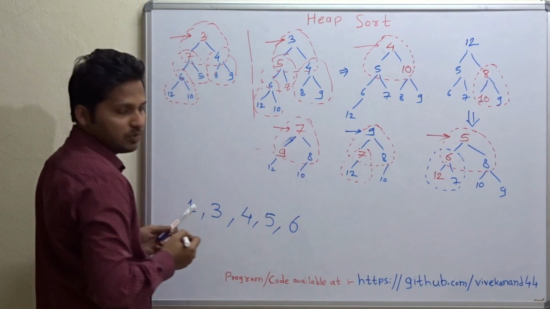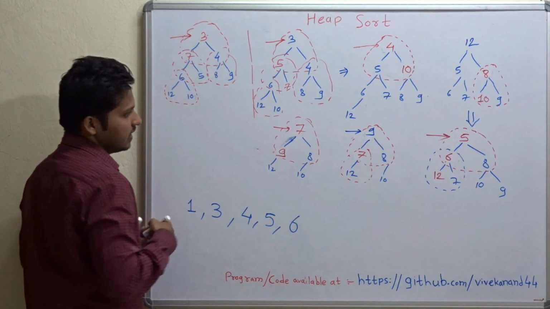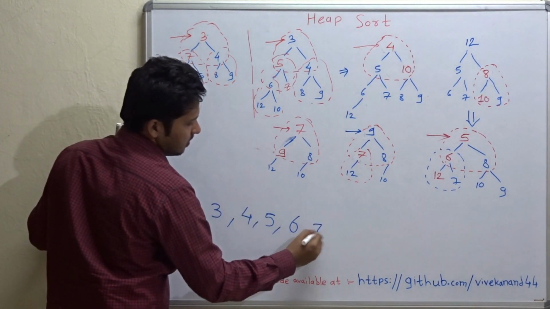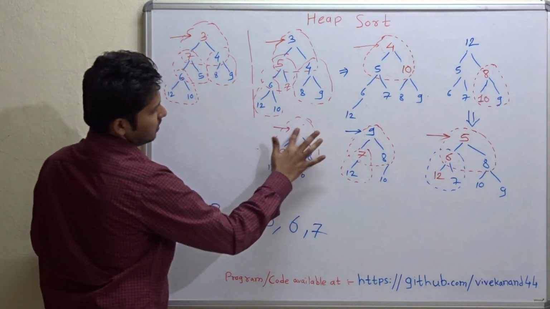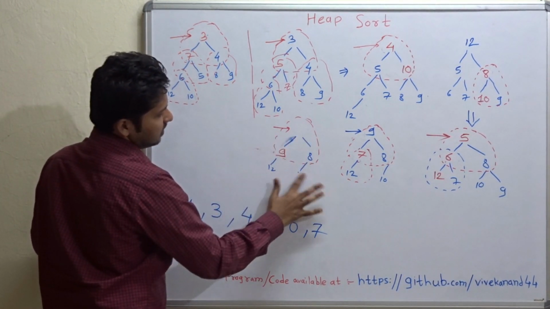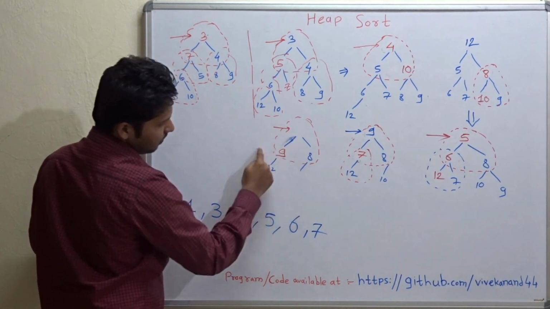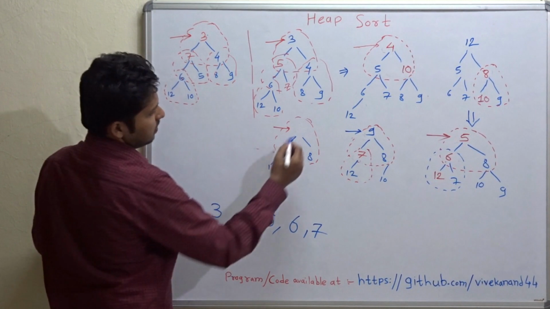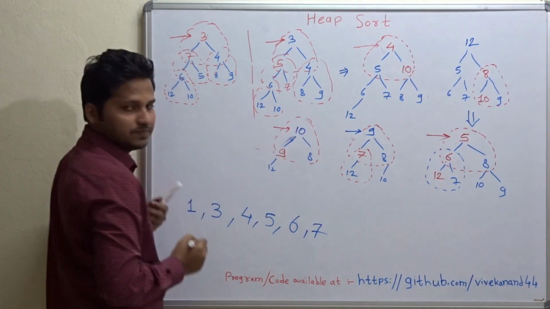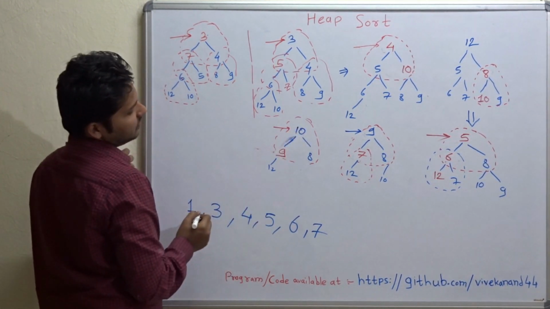Yes, this is a heap now. So we have got the next element. So swap 7 with the last element. You know the ordering 0, 1, 2, 3, 4. Here was 10. So 10 comes here. So now let's check whether this is a heap.